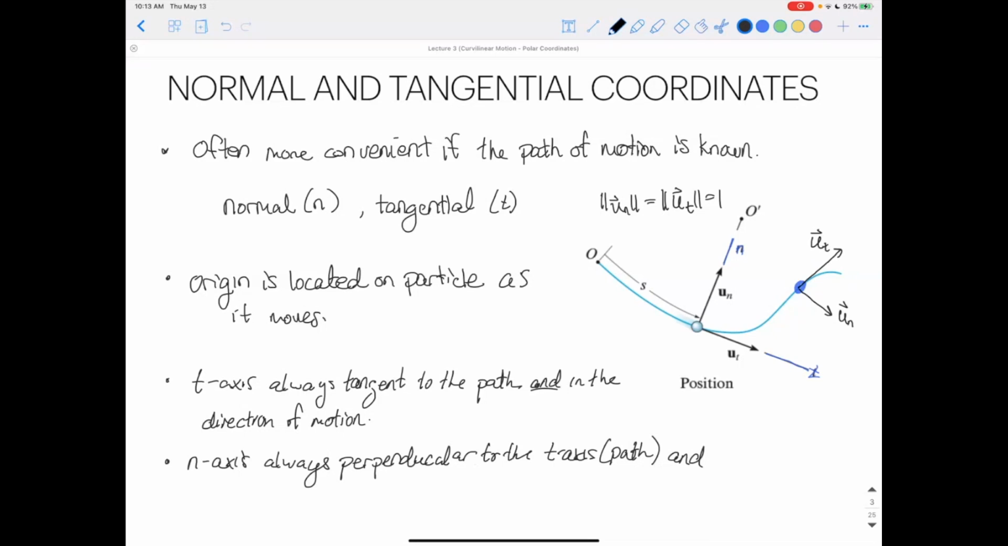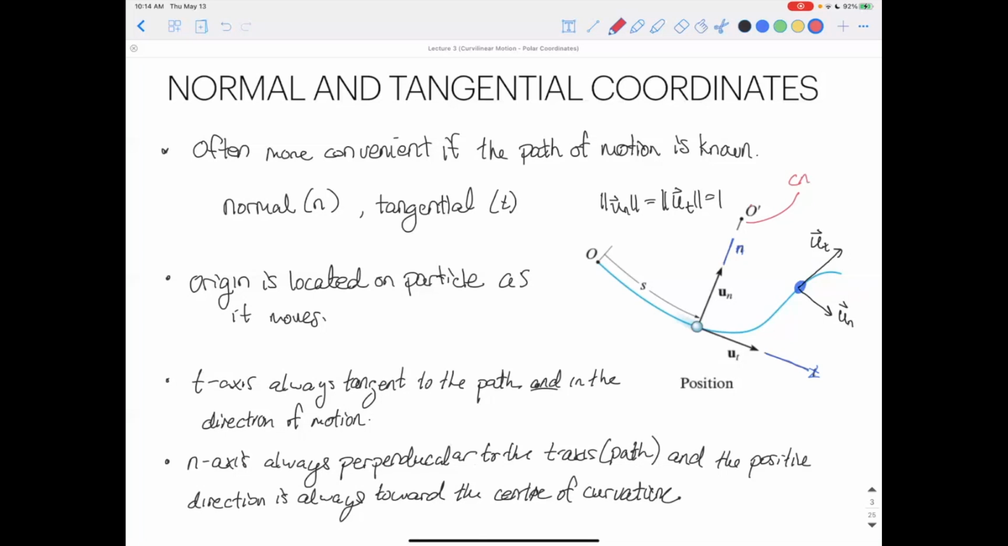Let's say the positive direction is always toward the center of curvature. So here in the diagram, we have our origin O dot. This is our center of curvature.